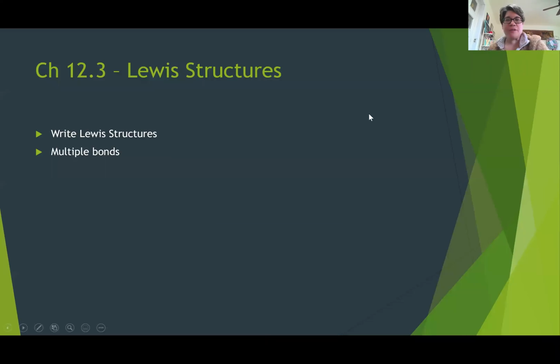Hey everyone, this is section 3, and in this section we're going to learn how to draw molecules. We call those Lewis structures, and in this way we can visualize what they would look like in 3 dimensions, and then we can also tell when there would be multiple bonds, like double bonds or triple bonds in a molecule.